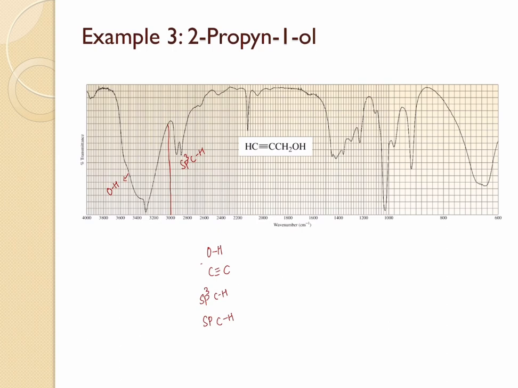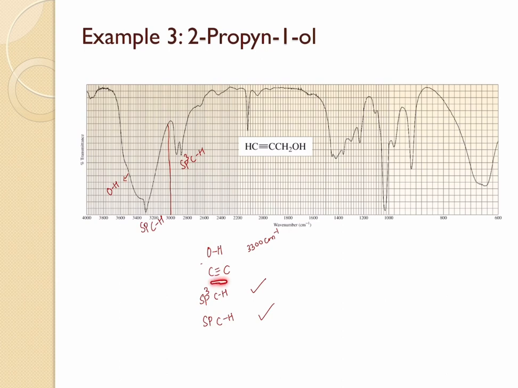But we do see a peak around 3300. This is going to correspond to sp carbon hydrogen stretch. You can imagine that this peak for sp carbon hydrogen stretch has been buried inside the absorption band of OH. Okay, so we found that this is going to be around 3300 centimeter inverse. We already found that there is a peak for sp3 carbon hydrogen stretch.